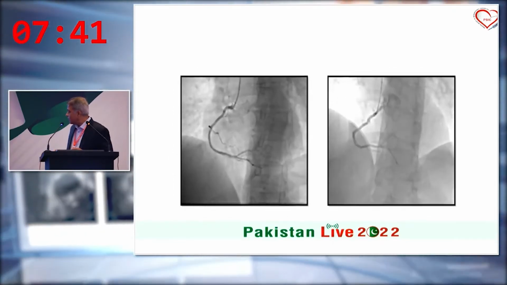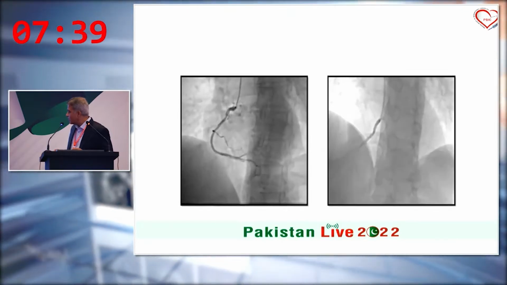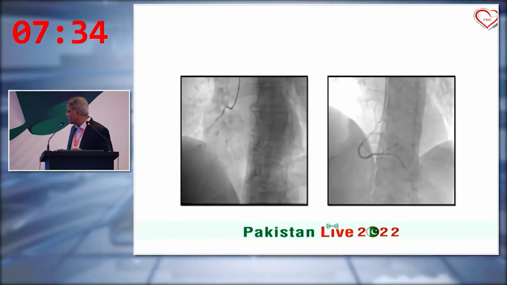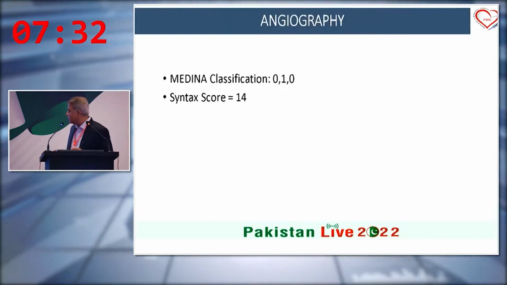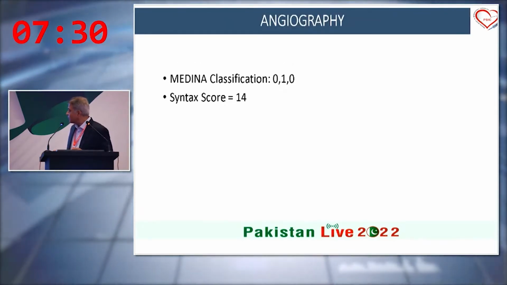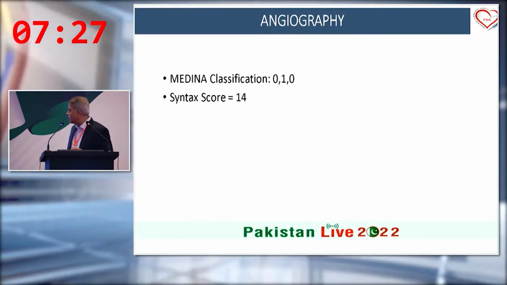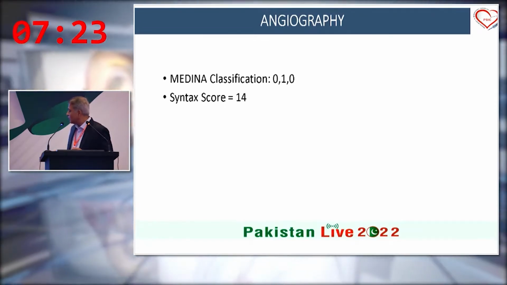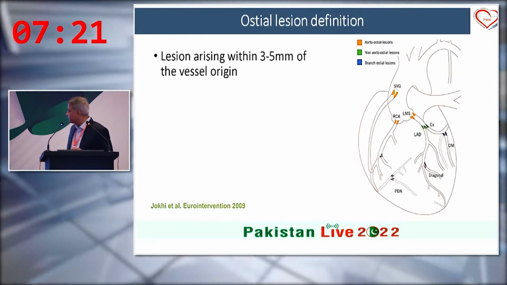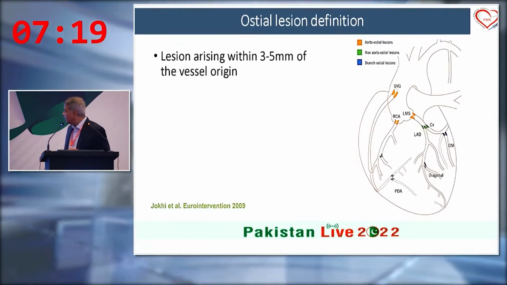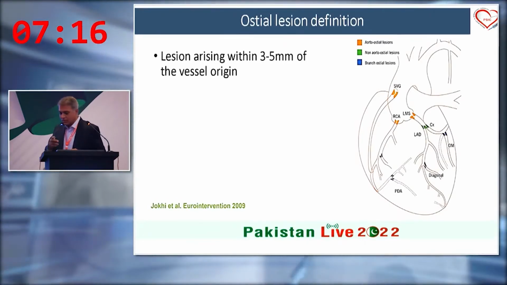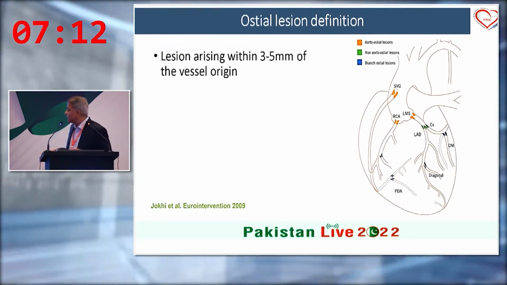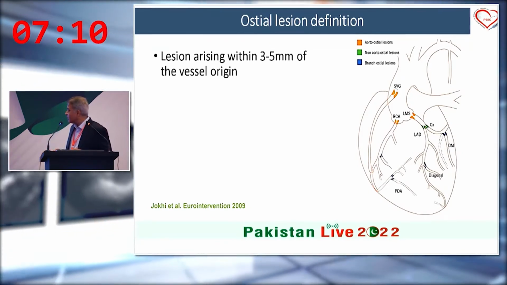The right vessel was dominant, and there was mild disease in the proximal part of the vessel, and the distal flow in the right is also normal. Medina classification for the ostial LAD, to me, angiographically was 0,1,0, and the SYNTAX score was calculated, it came to be 14. Before I jump to the case, how I did it, I would like to highlight a few slides on how I planned this case.